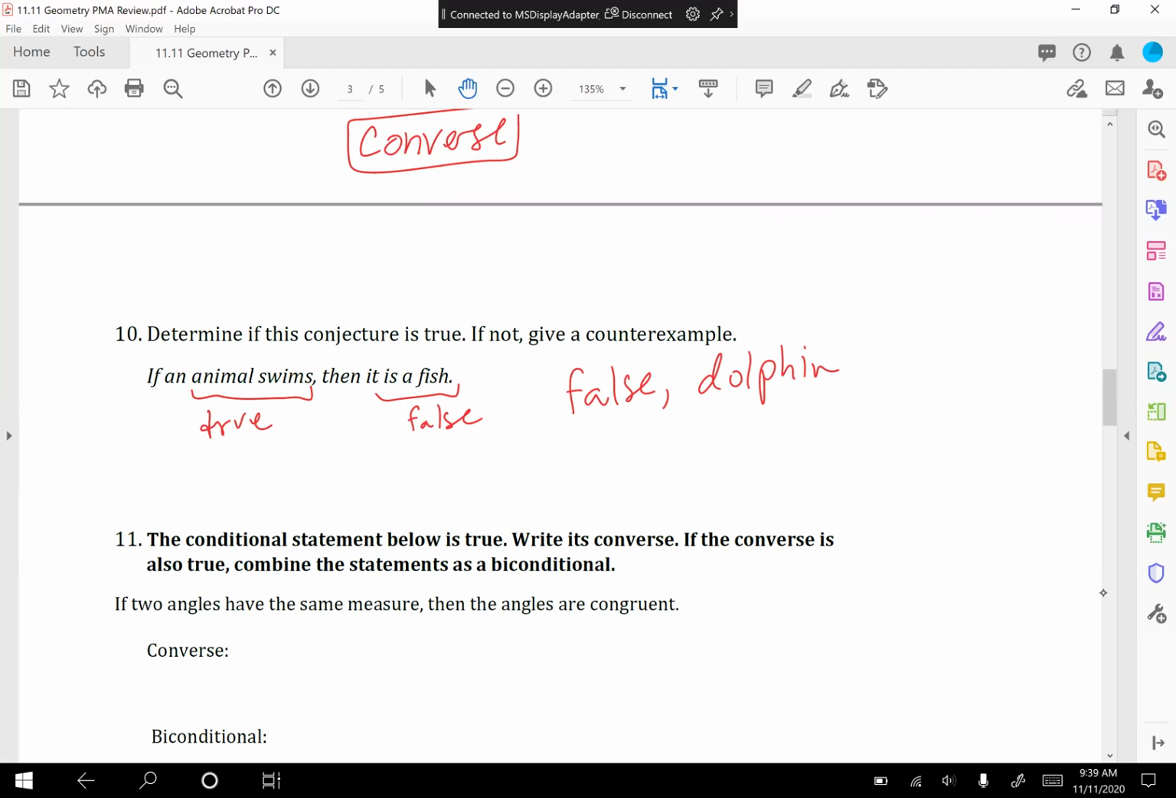What else? Are there some other animals that can swim that are not fish? Turtles, right? Dogs, right? You know, whales, okay? So basically you're trying to find one animal that does swim, but that it's not a fish. You're looking for the one exception to the rule, right? Okay.